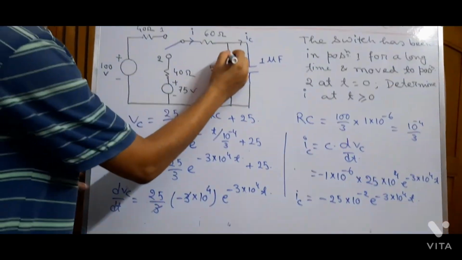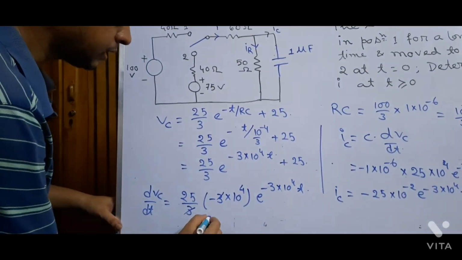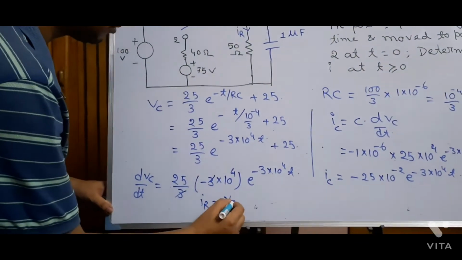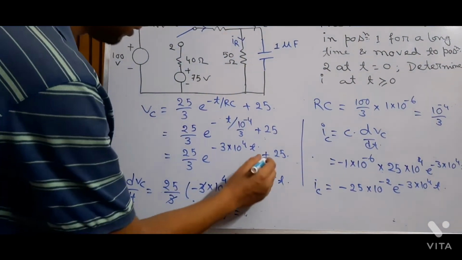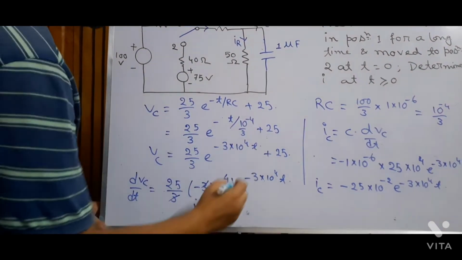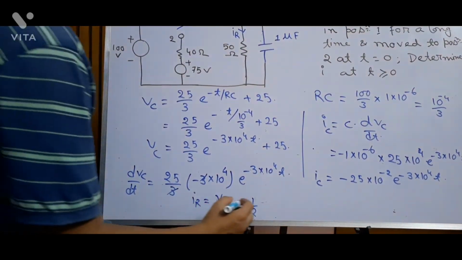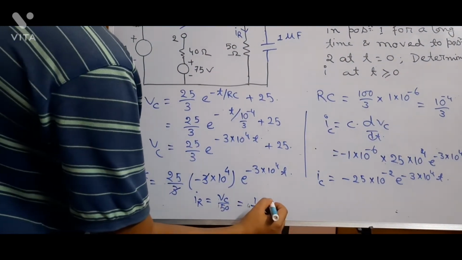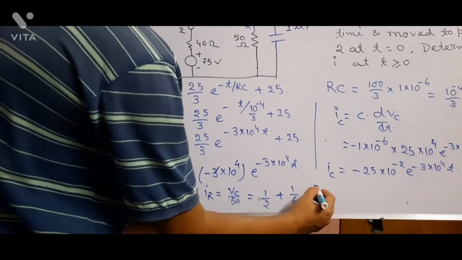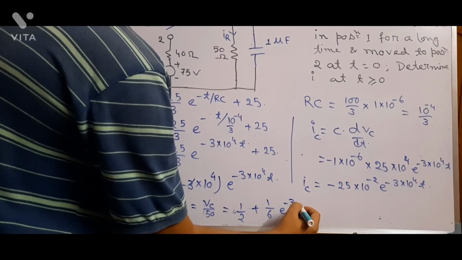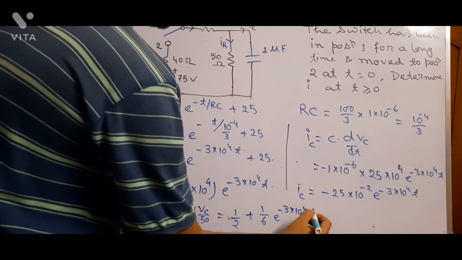Now current through the resistance, 50 ohm resistance, is what? IR is VC by 50. Now VC by 50 means, the value of VC is this, so 25 by 50 means 1 by 2, and this is 1 by 6 e to the power minus 3 into 10 to the power 4 t.